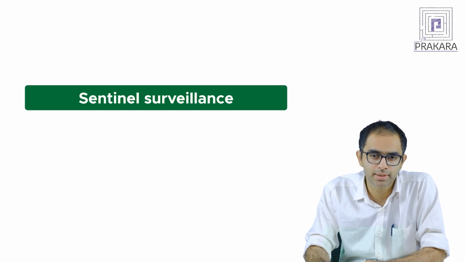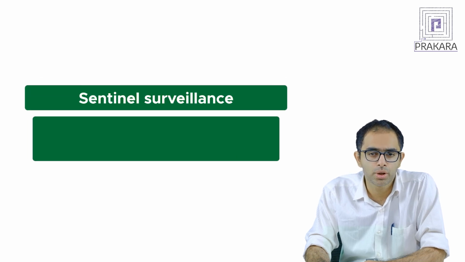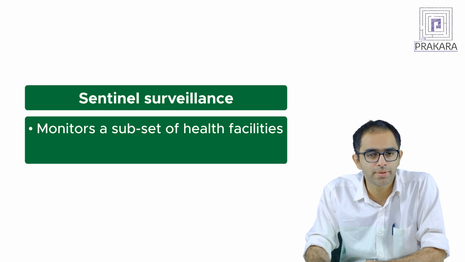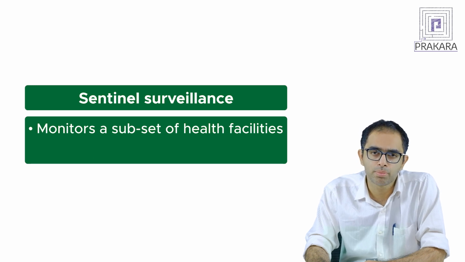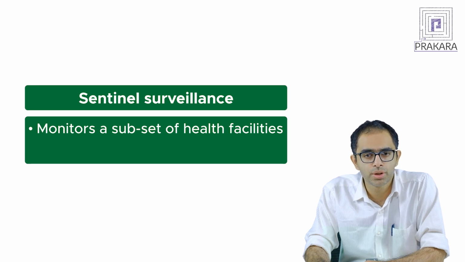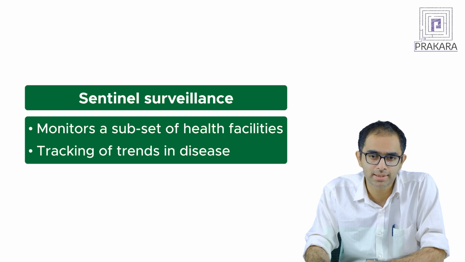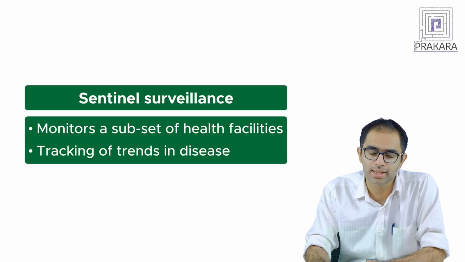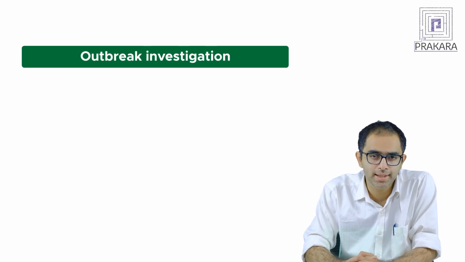Sentinel surveillance. This involves monitoring a subset of health facilities or specific geographic areas to provide representative data on disease occurrence. It's often used to track trends in diseases with substantial regional variability or to monitor the effectiveness of interventions in selected populations. Let us now look at outbreak investigation.